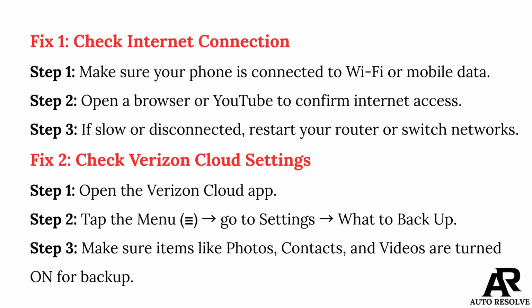Fix 2. Check Verizon Cloud settings. Step 1. Open the Verizon Cloud app. Step 2. Tap the menu, go to Settings, what to back up. Step 3. Make sure items like photos, contacts, and videos are turned on for backup.